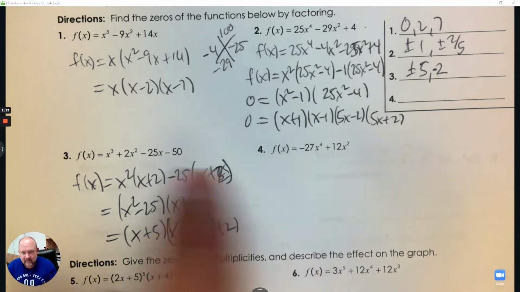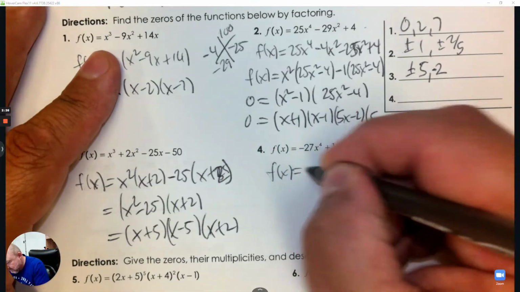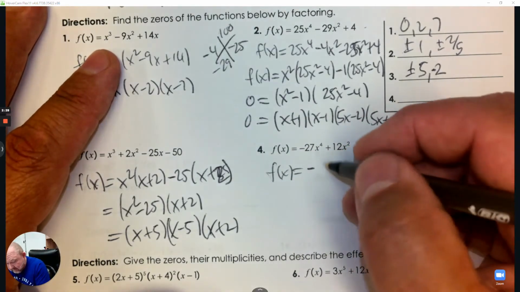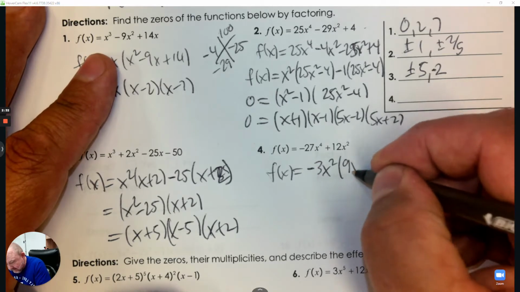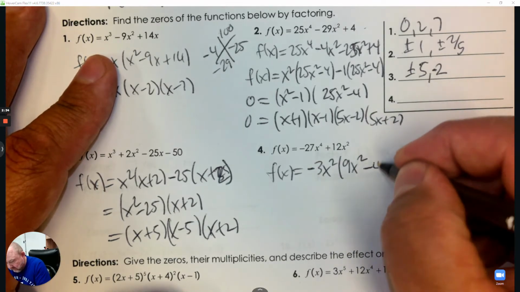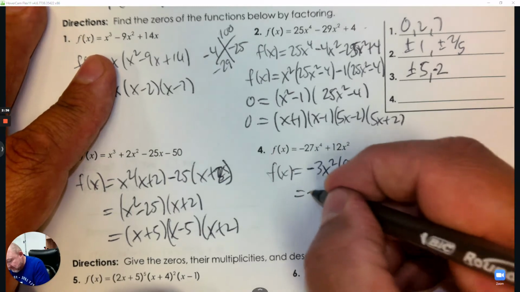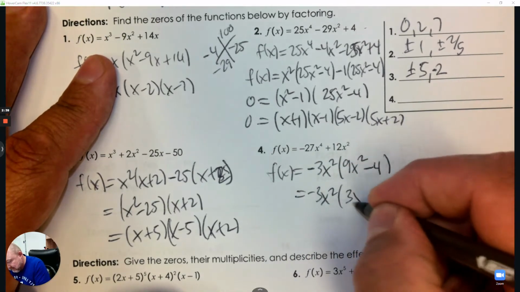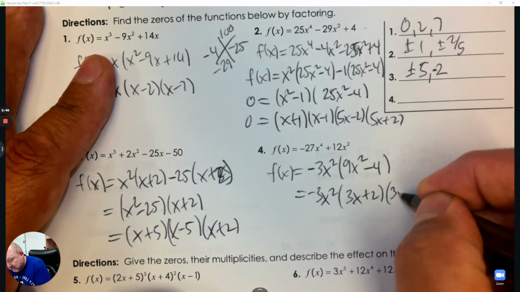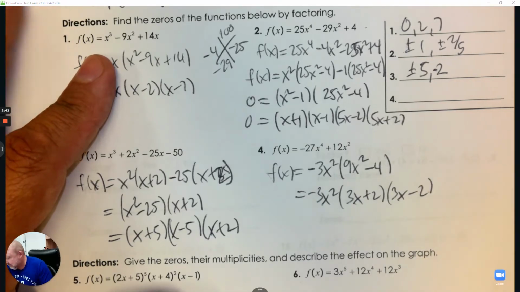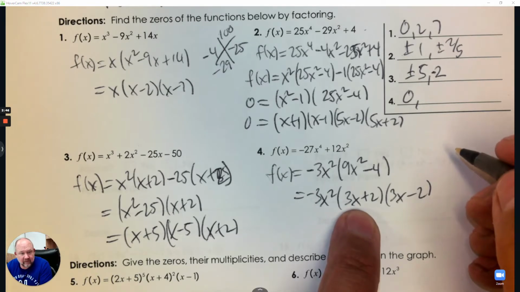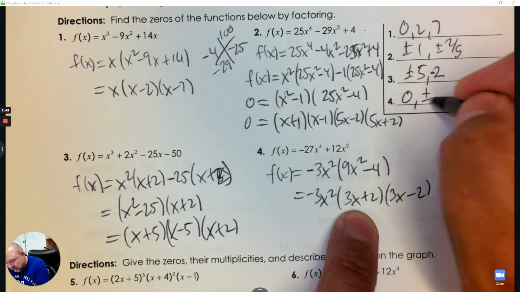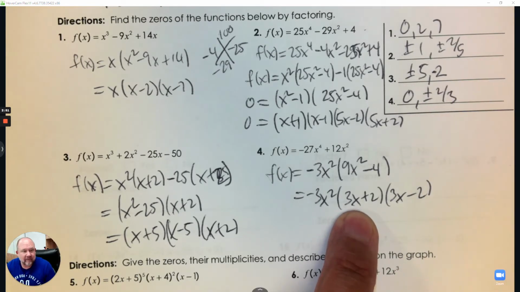All right. Take out a common factor. That's going to be -3x squared. That leaves me with 9x squared minus 4 by dividing. That's a difference of squares. That's 3x plus 2 and 3x minus 2. And then this is 0. This is plus and minus 2/3. And you have your answer. So you add or subtract 2, divide by 3.